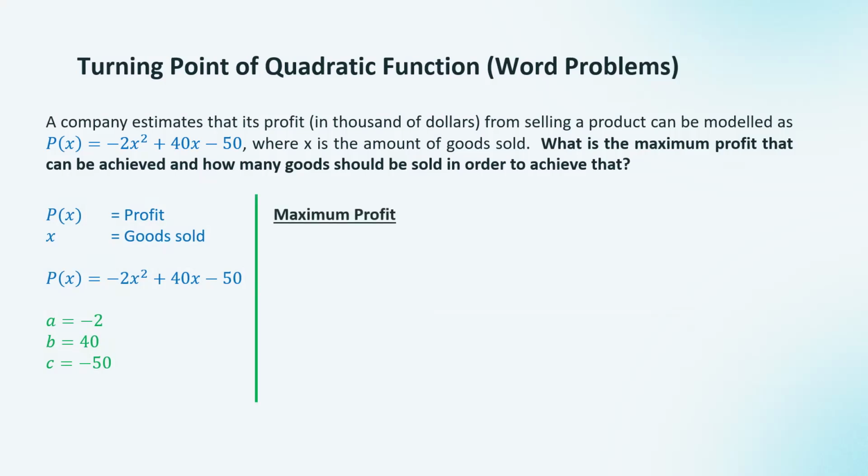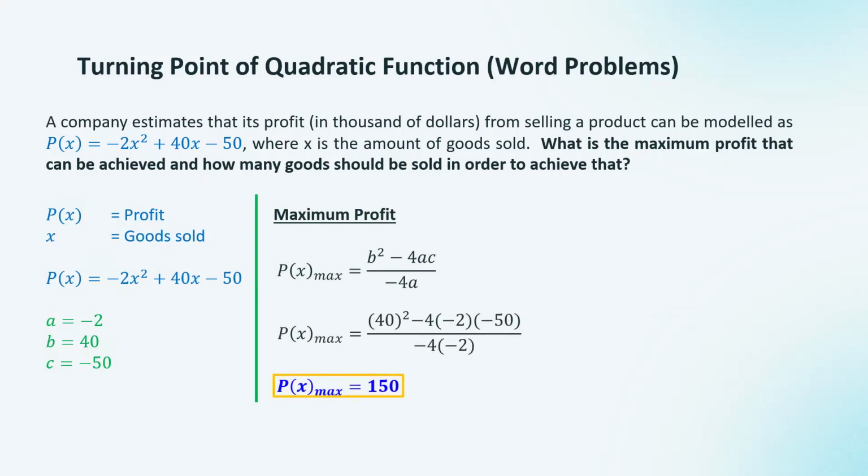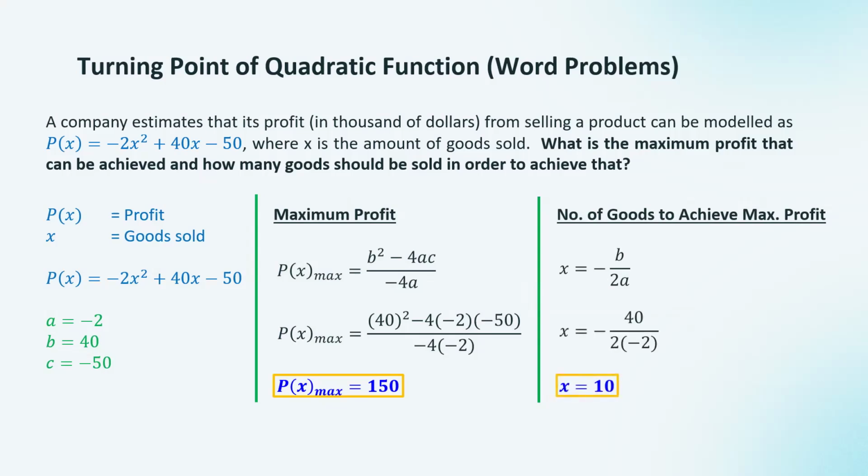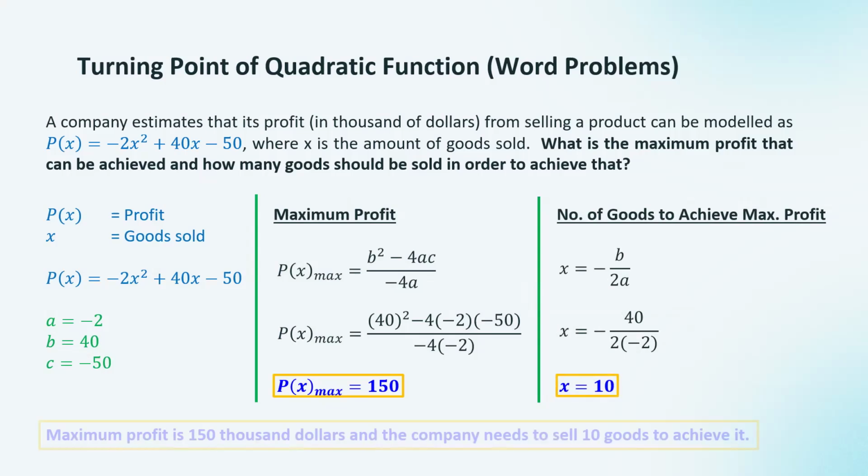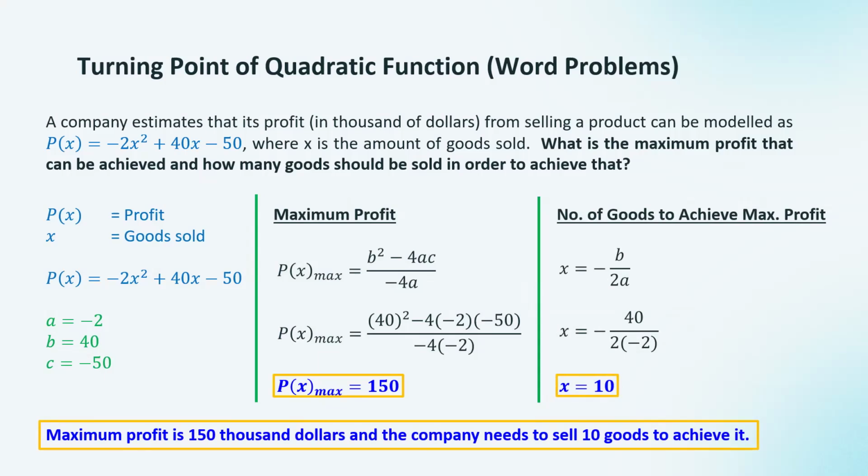So the maximum profit is going to be the y value, the extreme value in this case. So we will try to find P(x), and we will use the formula for the y. So we can input the ABC, and we get that the maximum profit is going to be $150,000. Remember that the profit formula is in thousands of dollars, okay? After this, we can try to find the number of goods to achieve maximum profit. And the number of goods is going to be the x, so we can input the x formula and we get that x should be 10. So in conclusion, the maximum profit is $150,000 and the company needs to sell 10 goods to achieve it.